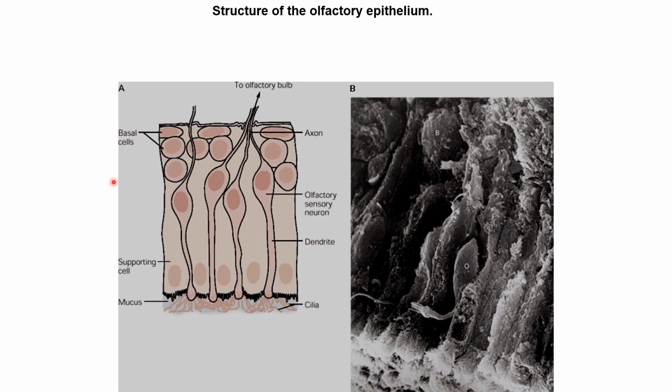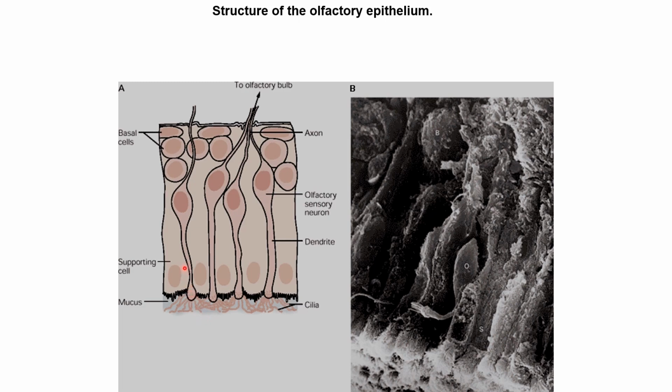Here we can see the structure of the olfactory epithelium in a bit more detail. So we are looking at the thickness of the skin here. Inside the epithelium we have the olfactory sensory neurons. These are the cell bodies. And then they have very fine branches that come out, known as cilia. These cilia contain the odorant receptor proteins that will detect the odors.